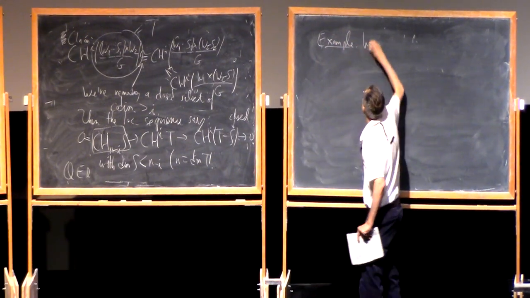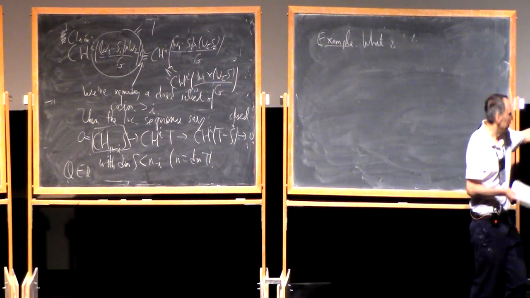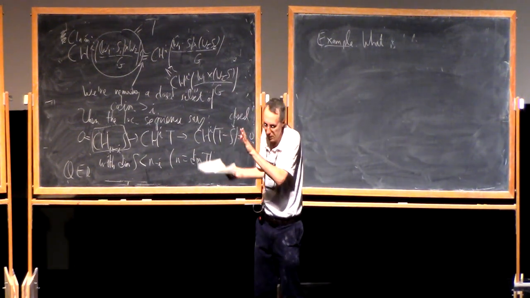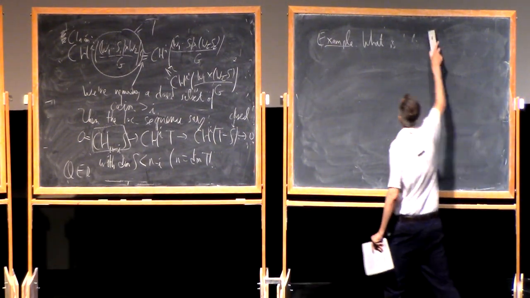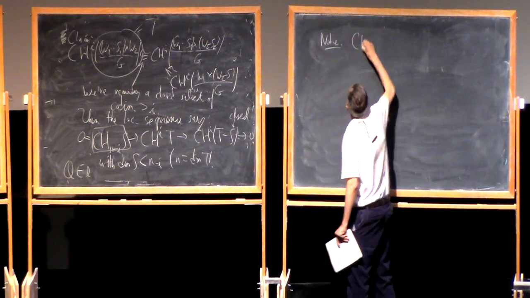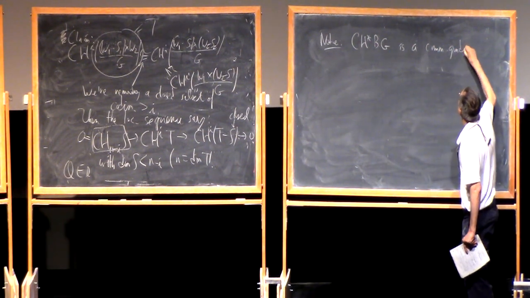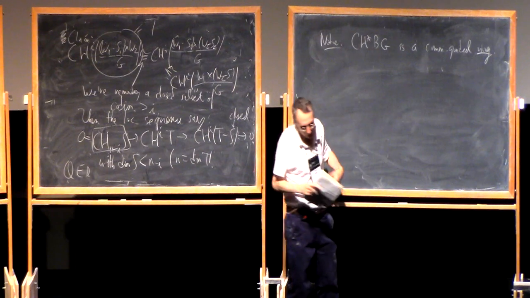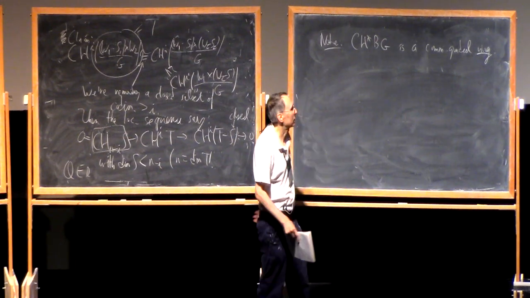For example, what is the Chow ring of the classifying space? Oh, there may be some comment to make. I gave an isomorphism between these two definitions of the Chow group. You can check that the isomorphism doesn't depend on any choices. Also, that makes the Chow ring into a commutative graded ring. To define the product from Chow upper A times Chow upper B to Chow upper A plus B, you can just define that product on some finite dimensional approximation to BG.